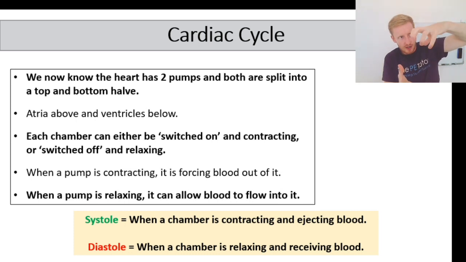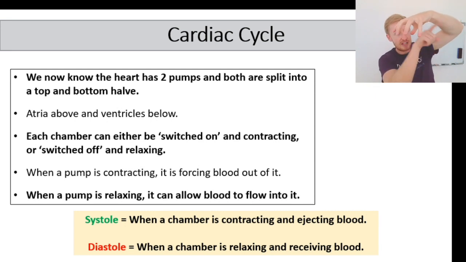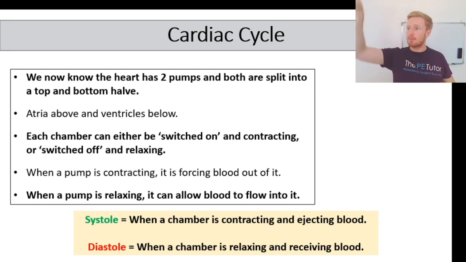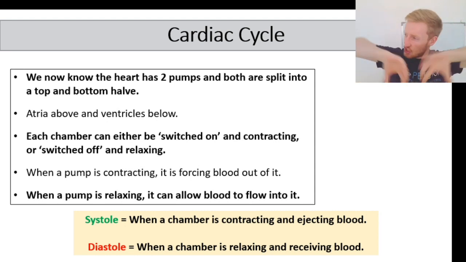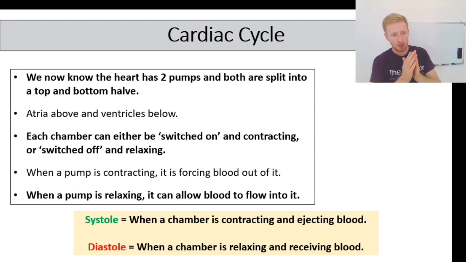Following the atria contraction, thud, it then returns to a relaxed state and it receives blood from the vena cava and the pulmonary vein. So systole is when a chamber is contracting and ejecting blood, whereas diastole is when a chamber is relaxing and receiving blood. Just like a light switch, on or off, this cardiac muscle is on or off, contracting or relaxing. Systole, diastole.